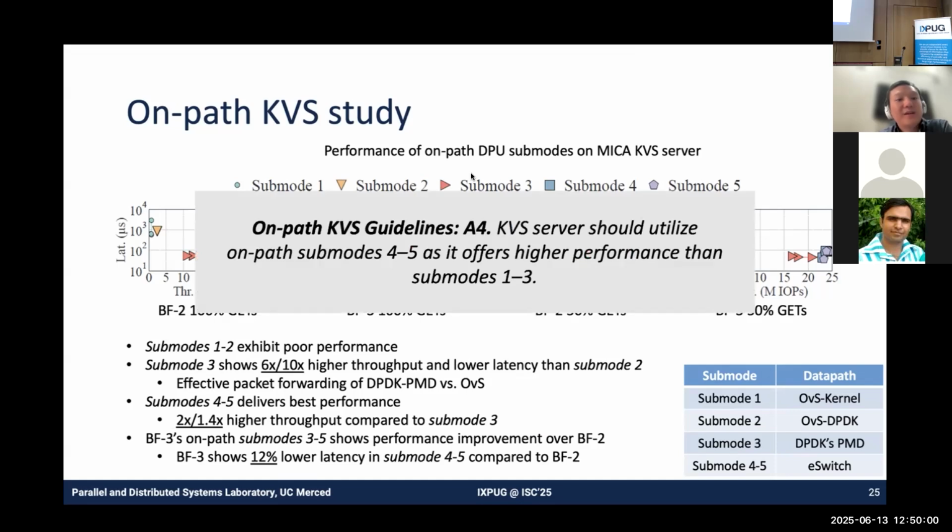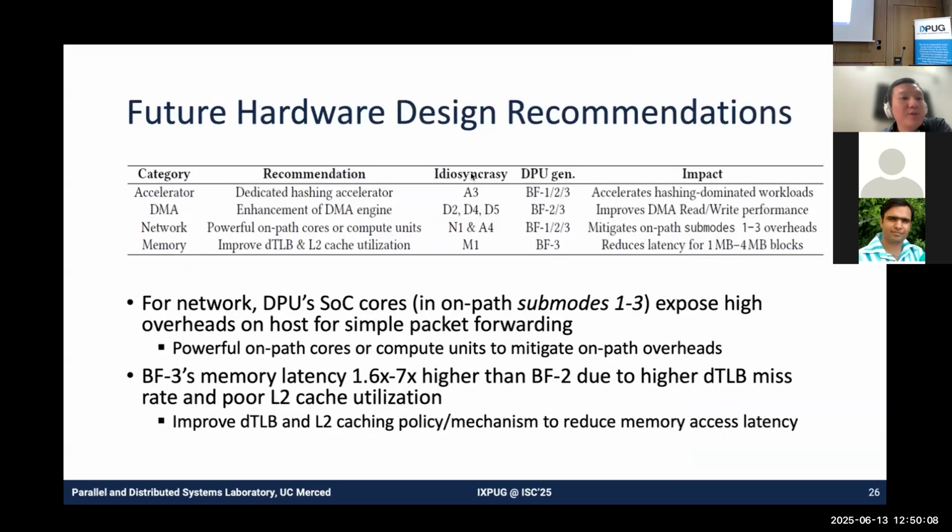Like what I mentioned earlier, if you want to use the on-path mode, 4 and 5 might be something you should choose compared to 1, 2, 3. So we try to summarize. We do all the things, try to generate this table. Basically, what are the recommendations for the vendors if you design your next generation of the DPUs?